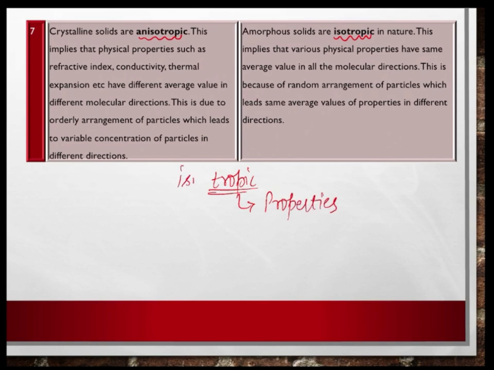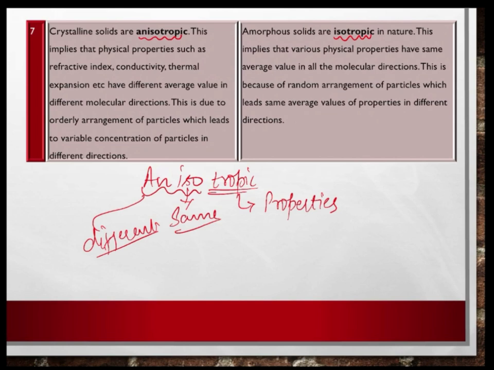अगर उसके वर्ड आगे मैं 'आइसो' लगा दूं, तो आइसो का मतलब होता है same properties when we move in different directions in a solid. और उसके आगे अगर मैं 'एन' लगा दूं, एनआइसोट्रोपिक, तो एनआइसो का मतलब होता है different properties when you move in different directions.